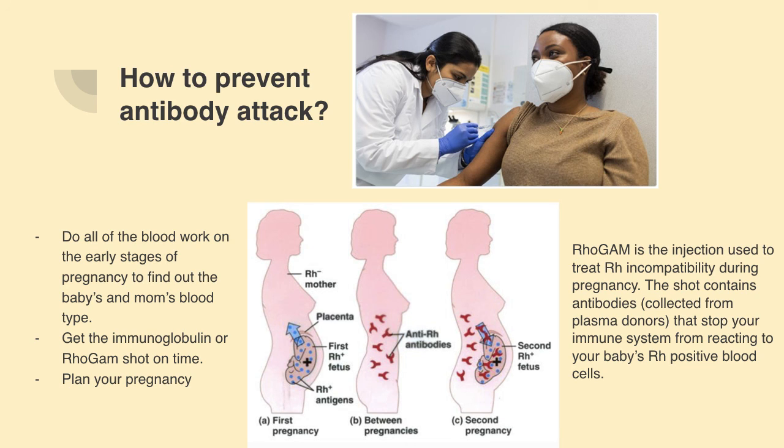What it does is it softens the immune system from creating those antibodies. So when blood from an Rh positive baby enters into the circulation, RhoGAM, which is already on board, will prevent the immune system from creating those antibodies, so mom's not going to become sensitized.